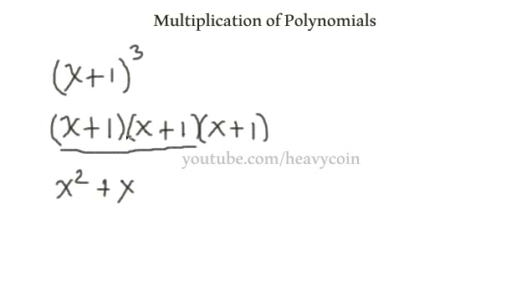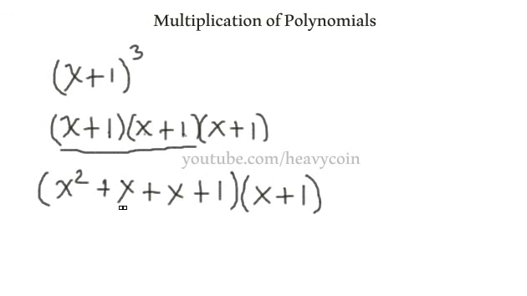And then we go to the next one. 1 times x is just x. And then 1 times 1 is 1. I'm going to put a parentheses around all of this, and remember we still have this x plus 1 over here. Let's condense this down a little bit, collecting like terms up. We have x squared plus an x and an x, those are like terms, so 2x, and then plus 1.